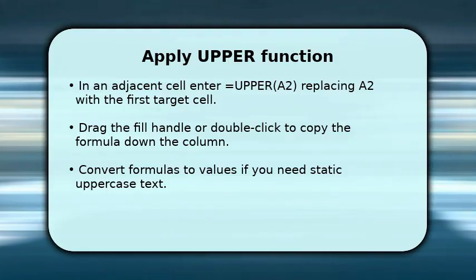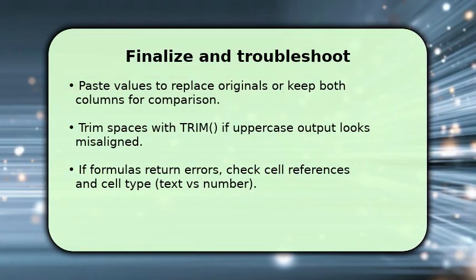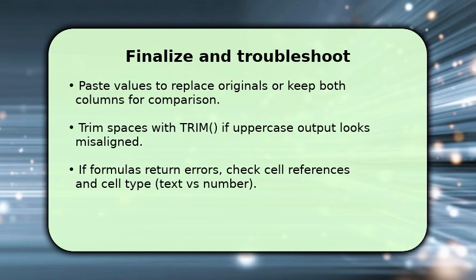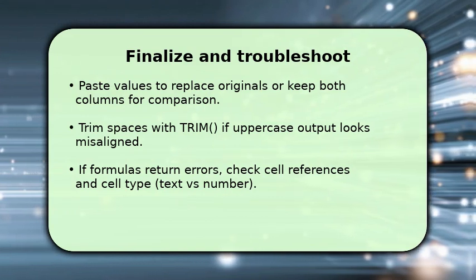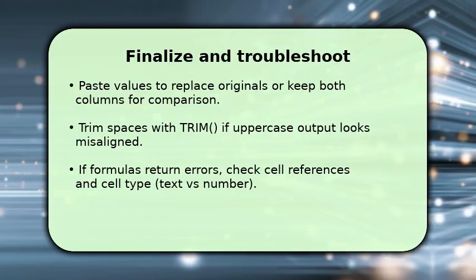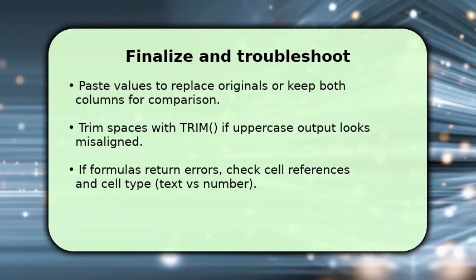Copy the uppercase column and Paste Special > Values into the original location if you want to overwrite. Make sure to use TRIM first, if you notice extra spaces, because leading or trailing spaces can make text appear misaligned even after conversion.